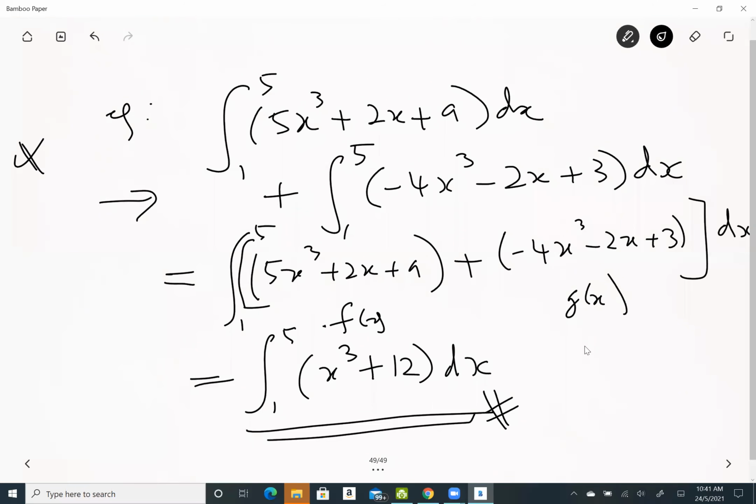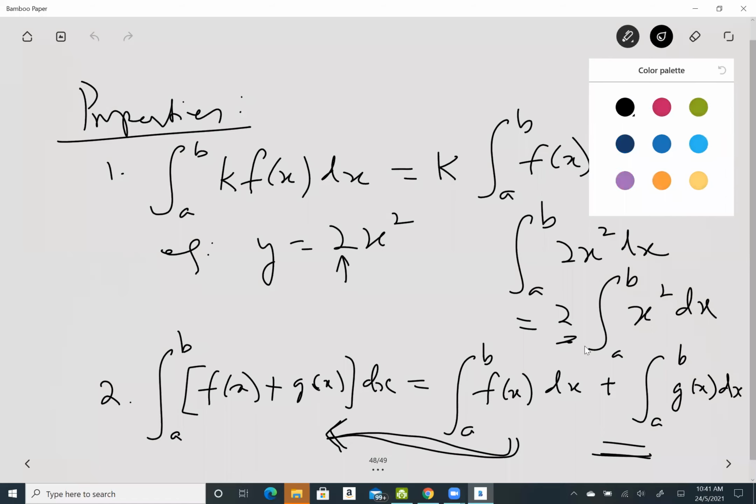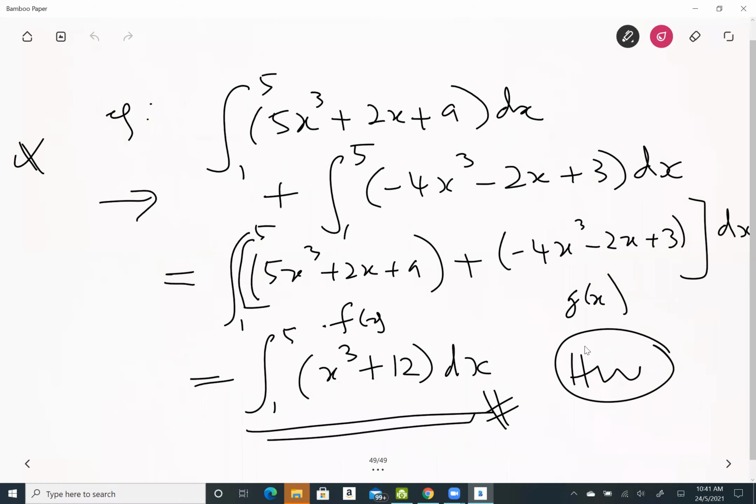Okay, all right, so finish it up at home. That is your homework question. Finish it up, that is the application of that. Now this rule is also true if you have subtraction. So this is just like a sum or difference rule. If you have subtraction, same thing, the same rule will apply. So that is rule number two. I thought there is another rule.